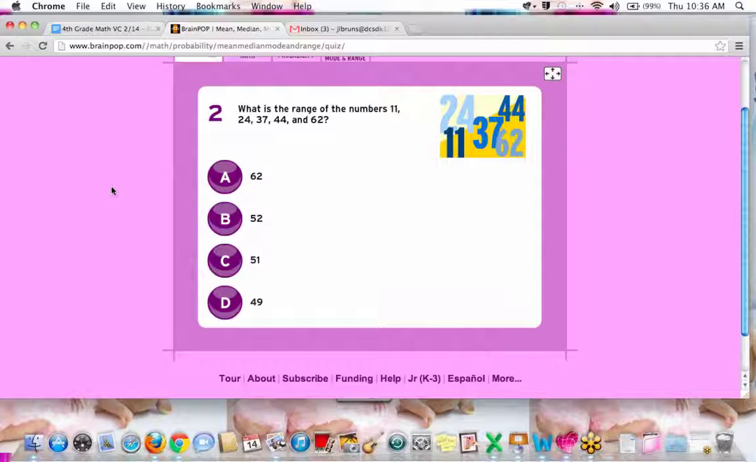What is the range of the numbers 11, 24, 37, 44, and 62? Okay, hold on. So yeah, you might need your scratch paper or your math notebook. The range is the largest minus the smallest.